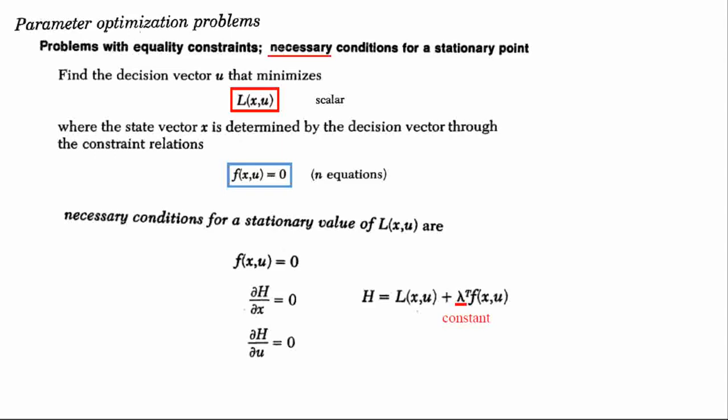f of x and u has to equal 0, along with the partial derivative of the Lagrange function H with respect to both variables x as well as u. In solving for these necessary conditions, we have to solve for n plus m equations.